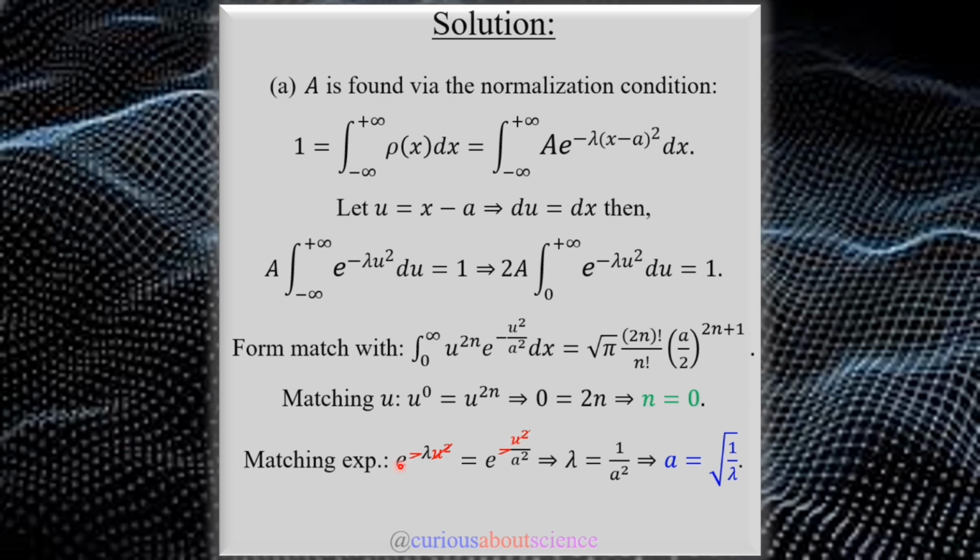Now, similarly, if we want to match the exponentials to see what the arguments are saying, we see that our exponential is negative lambda u squared, and theirs is negative u squared over a squared. You see that the u's cancel, the negatives cancel, and the exponentials cancel, so we're just comparing the arguments. What this tells us is that lambda has to equal 1 over a squared. If we solve this for a, we get a is equal to the square root of 1 over lambda. Okay, not too bad. Now what we need to do is plug these parameters in, and we see that on the next page.